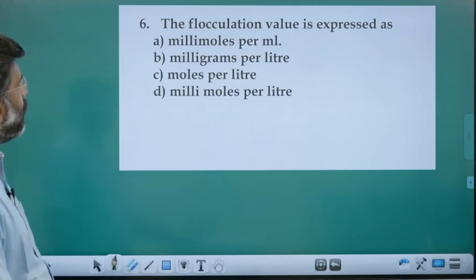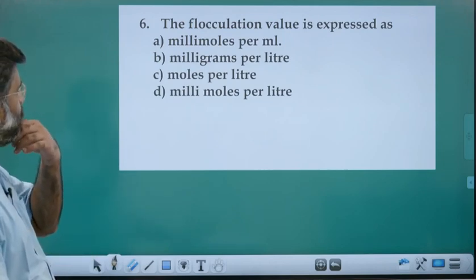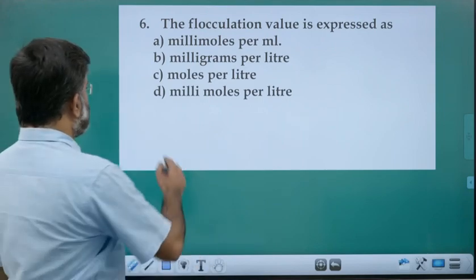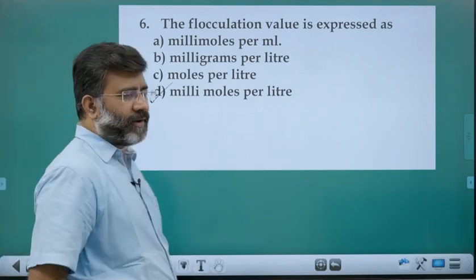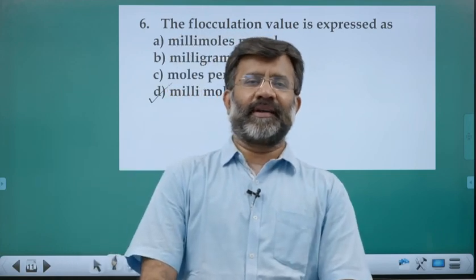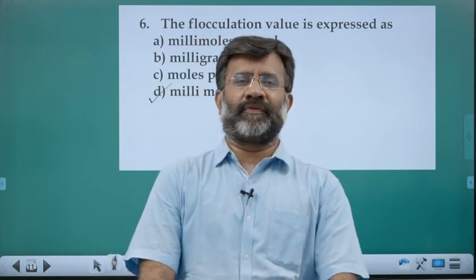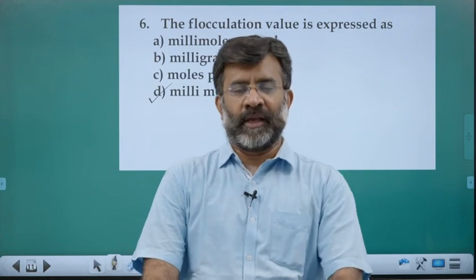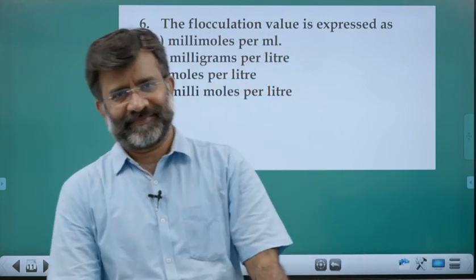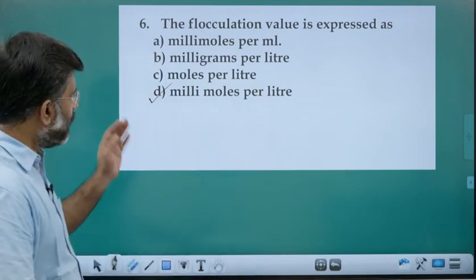Next, flocculation value expressed as millimole per liter, option D. In the first question it was commented, flocculation value is the minimum quantity in millimole per liter of coagulating electrolyte which can cause the coagulation within 2 hours. It is millimole per liter.